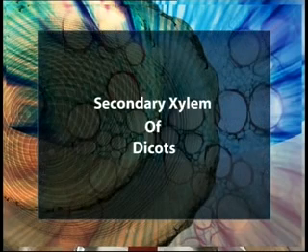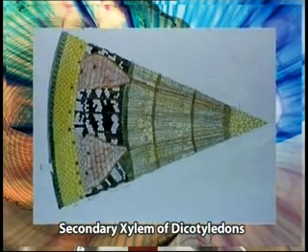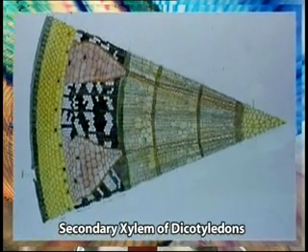Now, secondary xylem of dicotyledons. The secondary xylem of dicots differs from that of gymnosperms primarily in the greater complexity of tissue and greater structural diversity among different taxa.